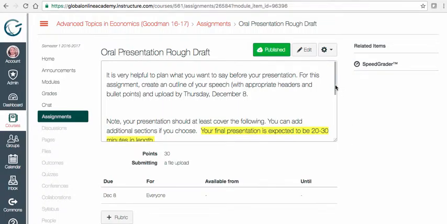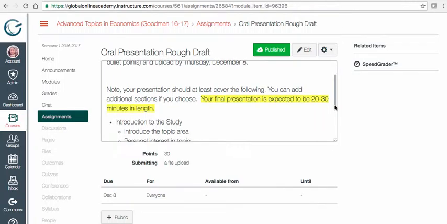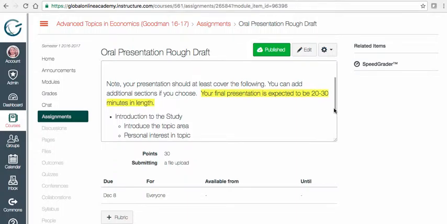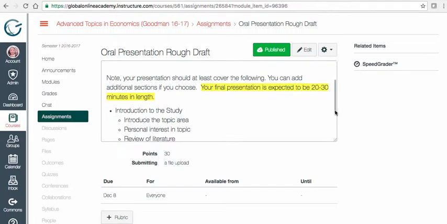And then by Thursday this week, I want you to outline your speech. For your outline, it doesn't need to be typed in paragraph form where you would simply read it. I'm looking more for a bulleted outline that's going to include the main sections with your ideas underneath. So your final presentation should be 20 to 30 minutes in length, so keep that in mind as you're outlining what you are going to talk about during that time period.